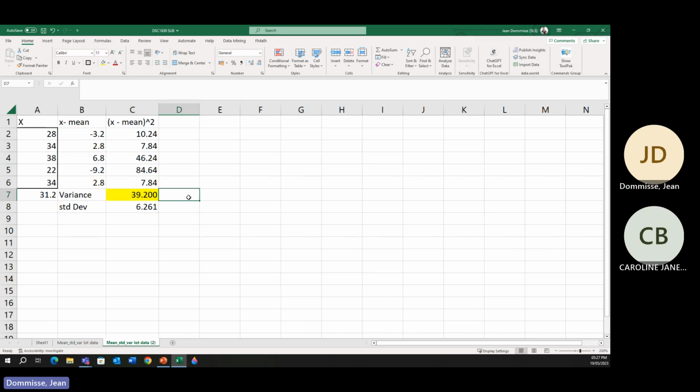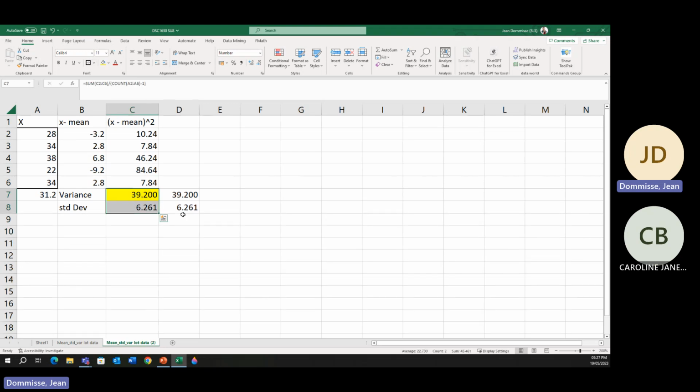But to test it, it should also be exactly the same. Thank goodness it is. And the standard deviation of a sample should also then be exactly the same. So at least both methods that we looked at are working.